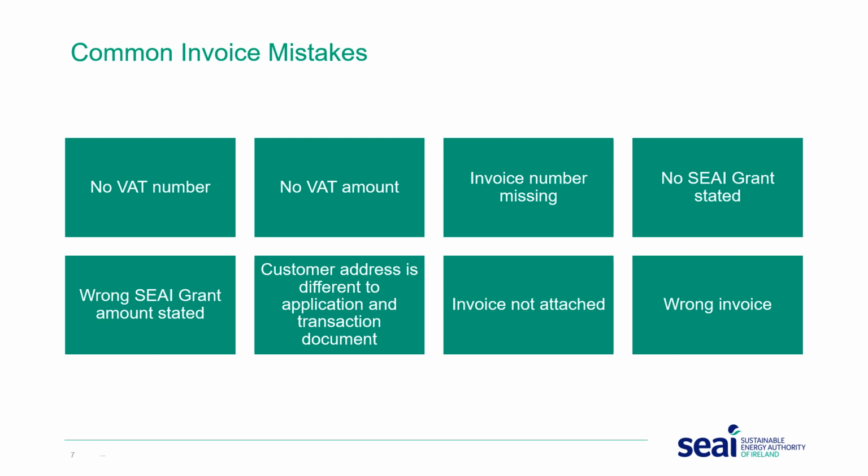The customer address is different to the address on the application and the transaction document. The invoice may not be attached at all, or the wrong invoice may be attached. If any of these are incorrect, the application for payment will be rejected and the dealer will need to correct the invoice and resubmit it.